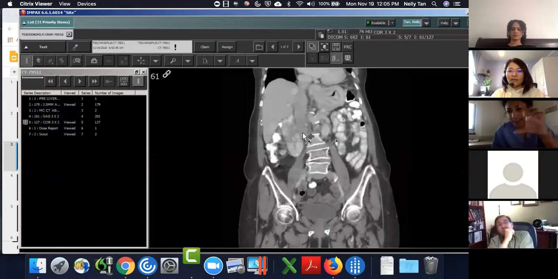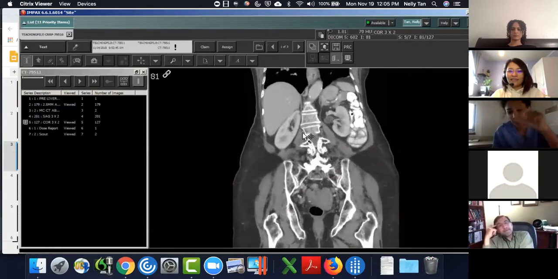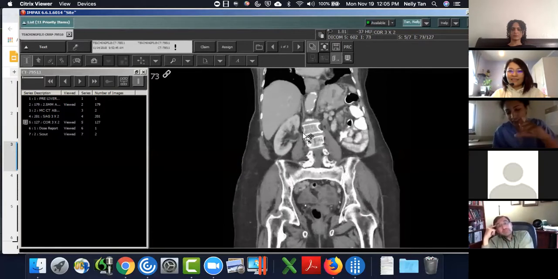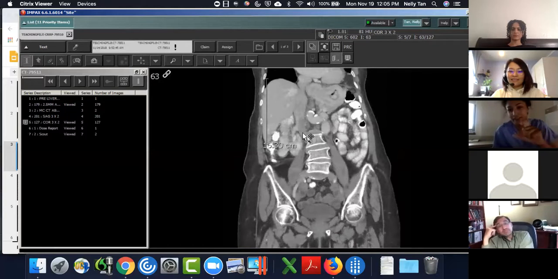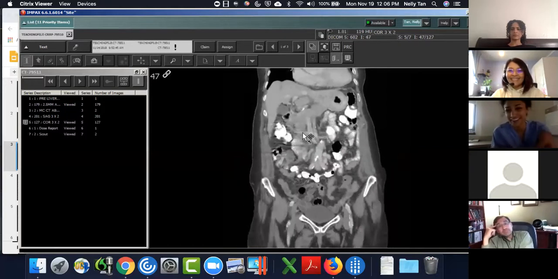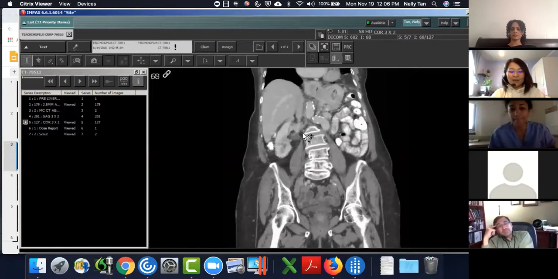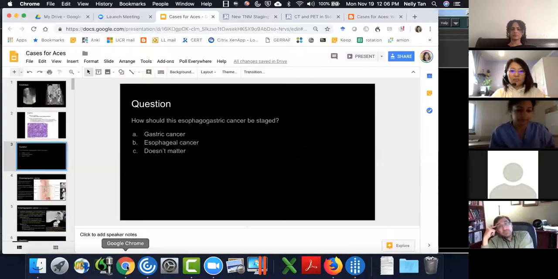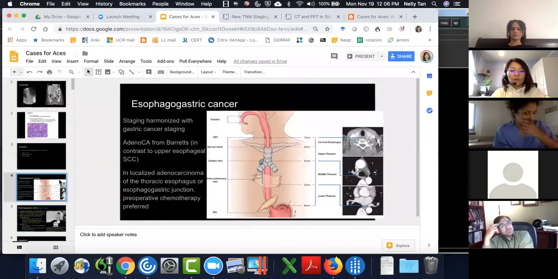There's like some kind of classification where if it's like 1/3 above versus like 2/3 below, it changes the management, but I can't remember the classification. Right. Yeah, exactly. So that was the point of confusion for a long time up until the most recent AJCC classification. So this is an esophageal gastric cancer. It's at the GE junction.